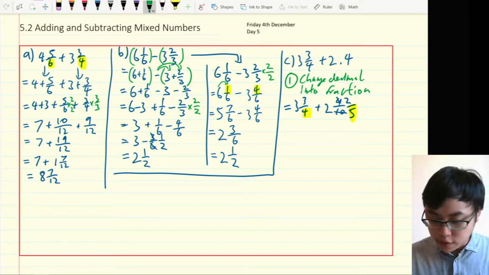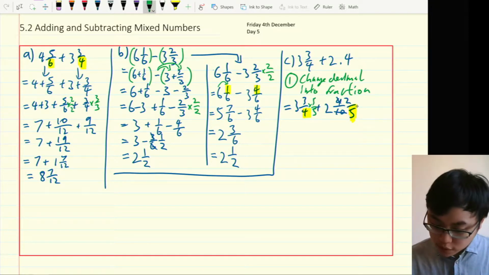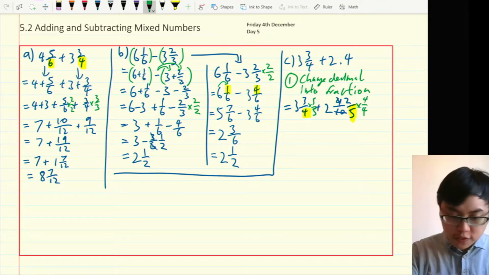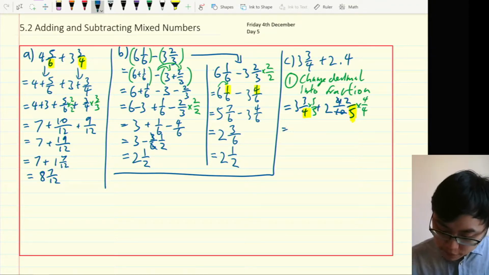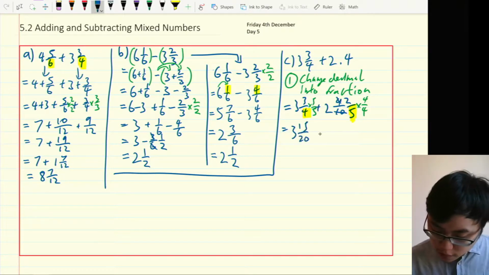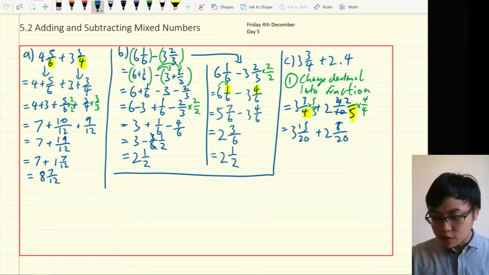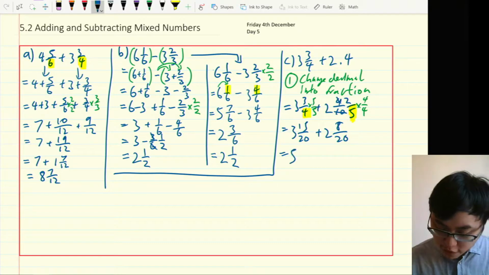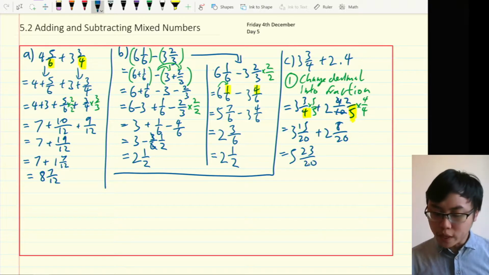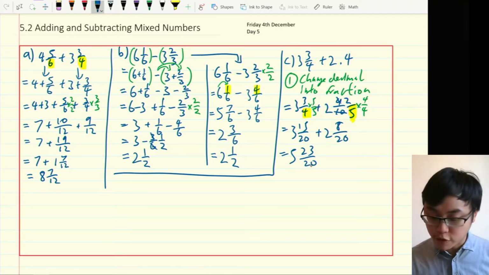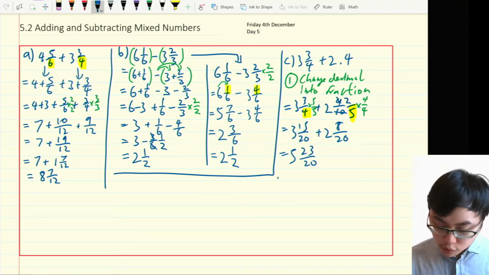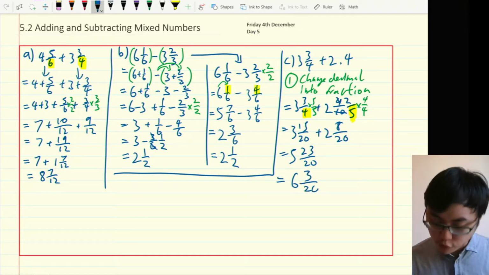I need to multiply top and bottom by 5 for 3/4, and I need to multiply top and bottom by 4 for 2/5. And so the fractions for the mixed numbers will become 3 and 15 over 20 plus 2 and 2 times 4 is 8 over 20. So whole number plus whole number, 3 plus 2 is 5, and then 15 plus 8 is 23 over 20. Now it went above, okay? 23 over 20 is an improper fraction, so we need to reduce it by 20. If we reduce the improper fraction, we have a whole number coming out, 1 and 3 over 20. So that is the same as 6 and 3 over 20.